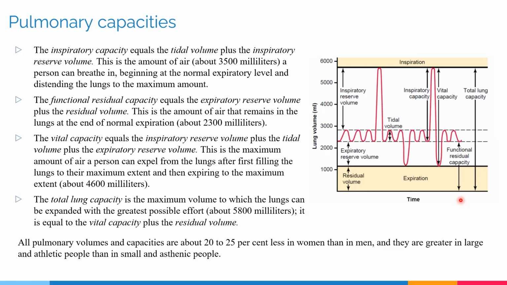Next, we look into the vital capacity, which equals the inspiratory reserve volume plus the tidal volume plus the expiratory reserve volume. This is the maximum amount of air a person can expel from the lungs after first filling the lungs to the maximum extent and then expiring to the maximum extent that they possibly can. The vital capacity is about 4600 milliliters.